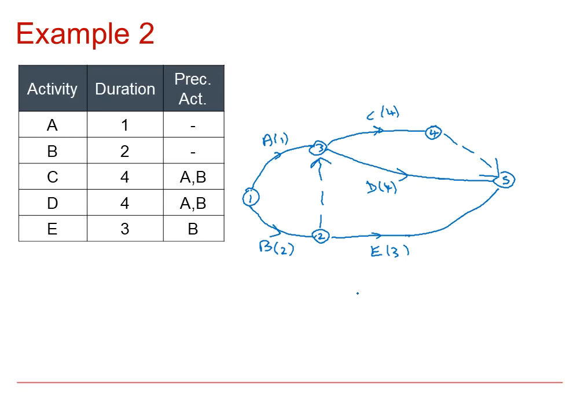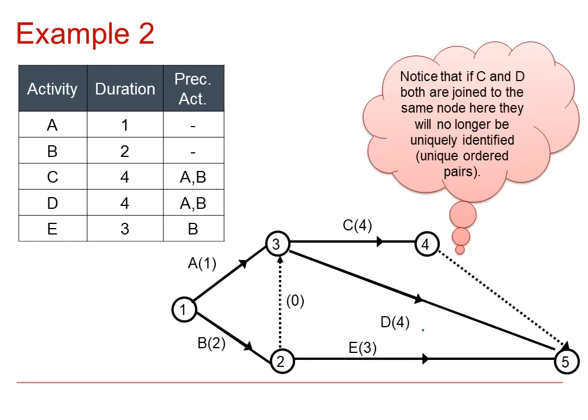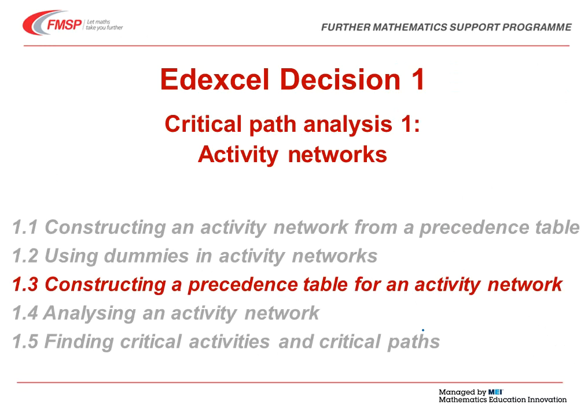So you see now, C is defined by 3, 4. And D is defined by 3, 5. And E is defined by 2, 5. So each of them has a unique pair of identification nodes. If C and D both are joined to the same node here, they will no longer be uniquely identified. We need to have a unique pair of nodes for each activity. In the next session, we'll be constructing a precedence table for an activity network.